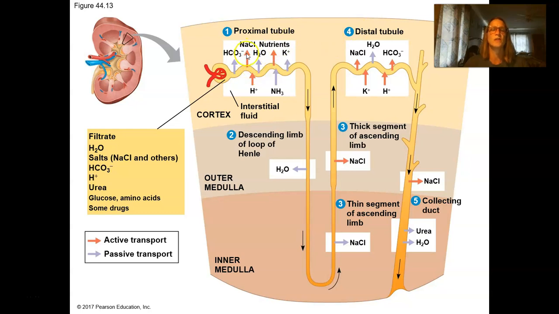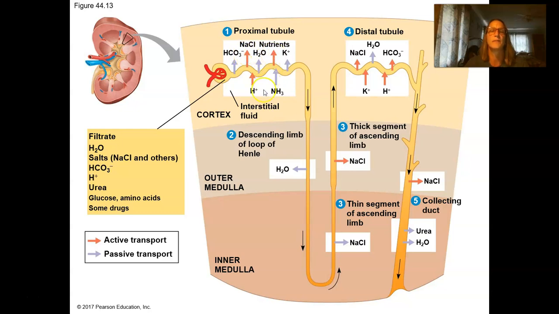What I want you to notice up here is that the red arrows are representing active transport, and the blue arrows are representing passive transport. So in the proximal tubule, you can see that the tubule is actively transporting salts and nutrients like glucose from the proximal tubule into the blood. And as it's doing that, a few things are following passively. For example, the bicarbonate ions, water, and potassium are all following passively into the bloodstream from the tubules because of this active pumping.